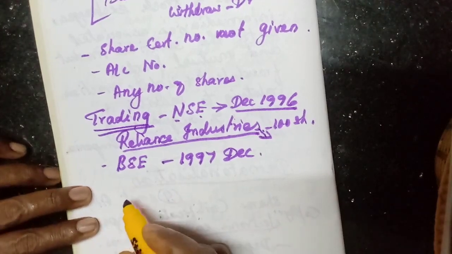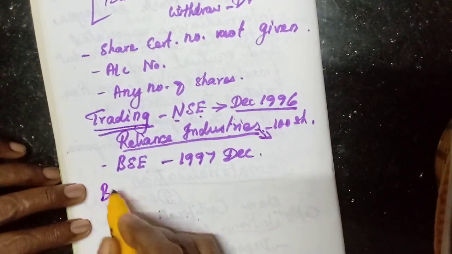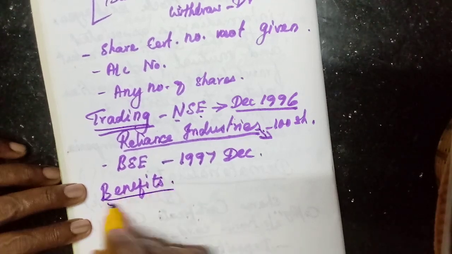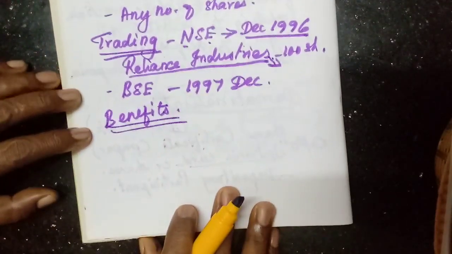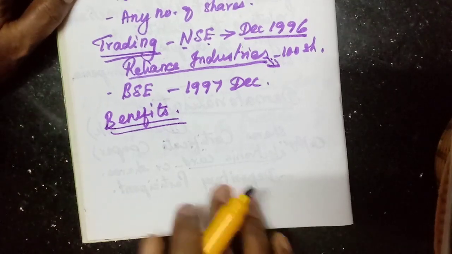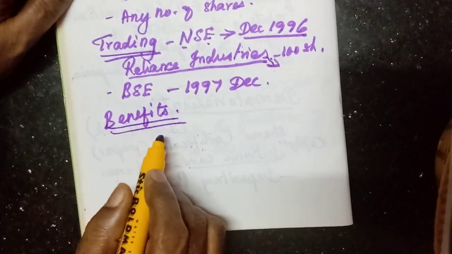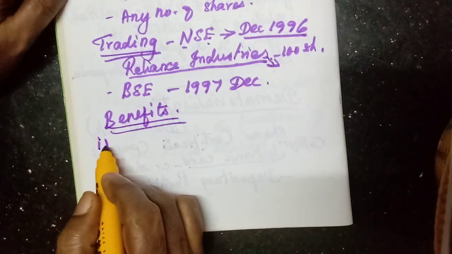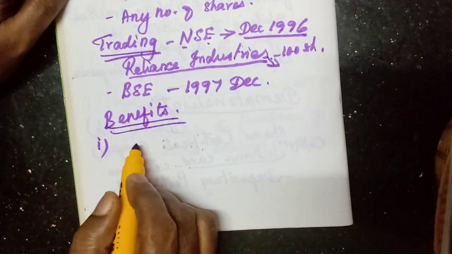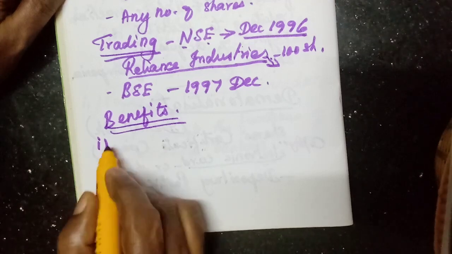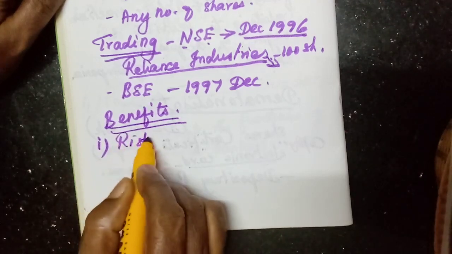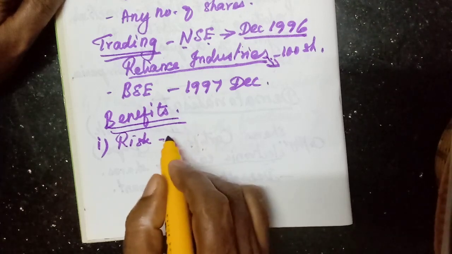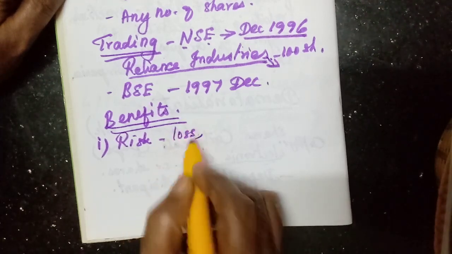Now we will learn the benefits. Benefits of demat account. What is the first benefit? Mainly the paperwork is cancelled, isn't it? So all the risk regarding the paperwork or physical certificate, what can happen? We may lose it. That is the first one.